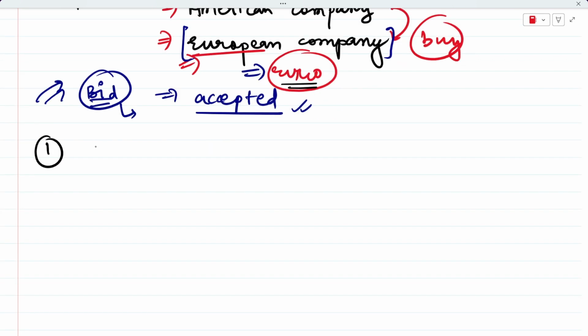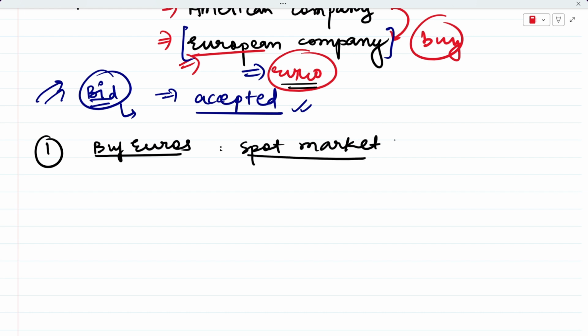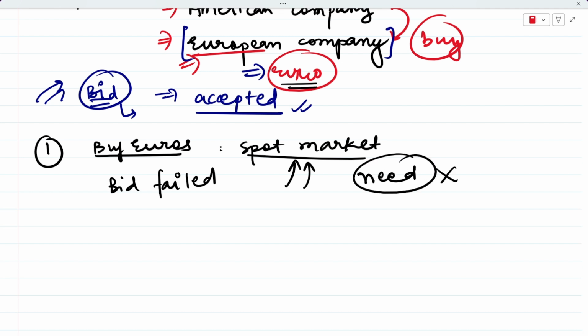So if they go to the market and buy euros today, they'll go to the spot market. First thing, they'll go to the spot market. But let's say their bid failed, they did not get the deal. Then they're stuck with these euros that they've bought, right? And they don't need them anymore. They are in no need of these euros anymore.